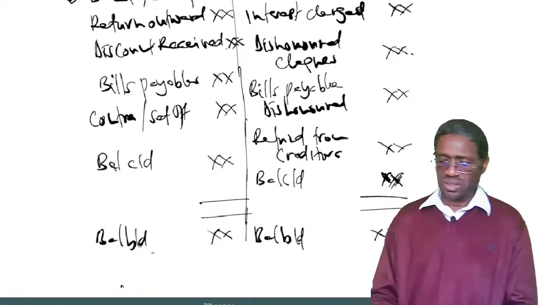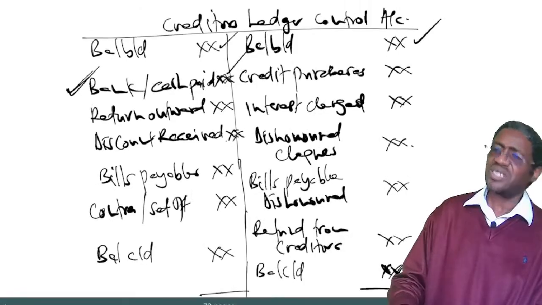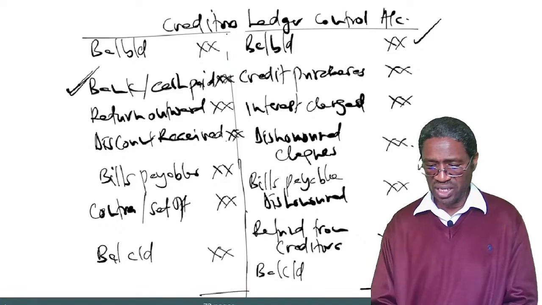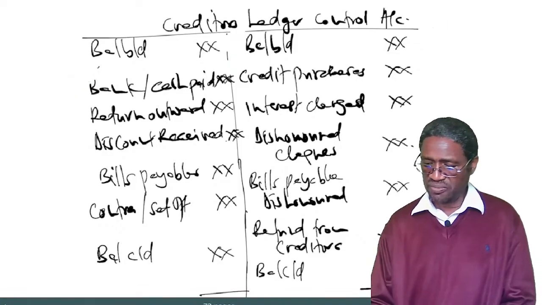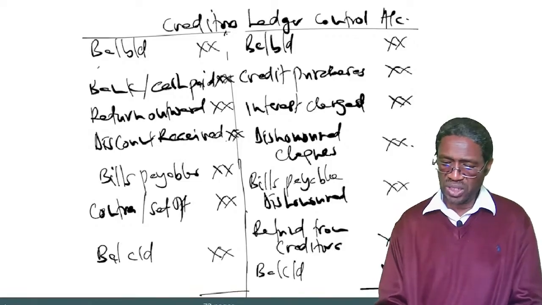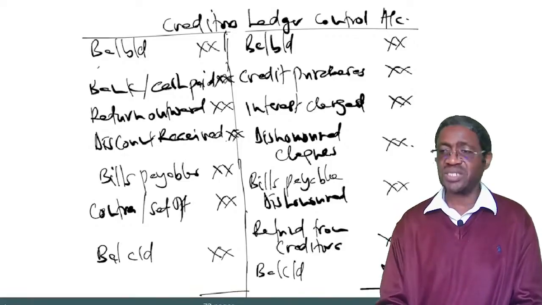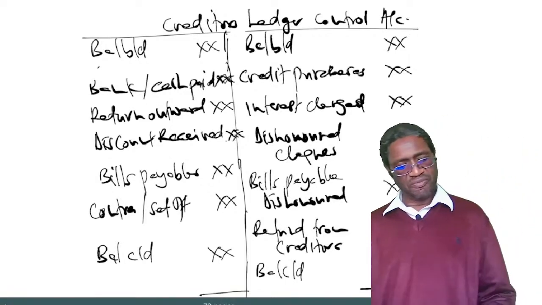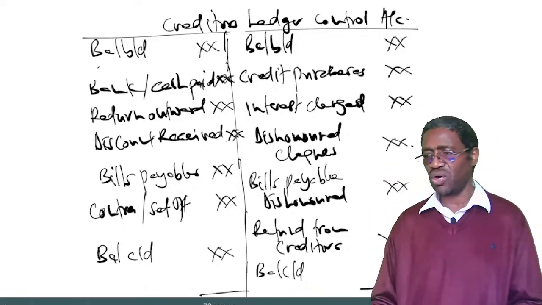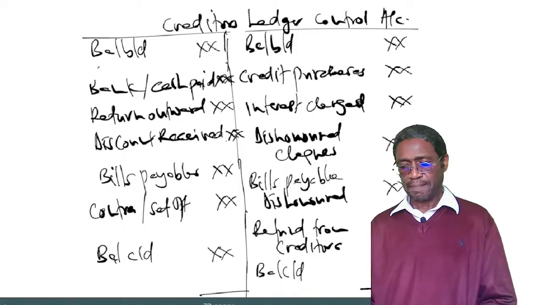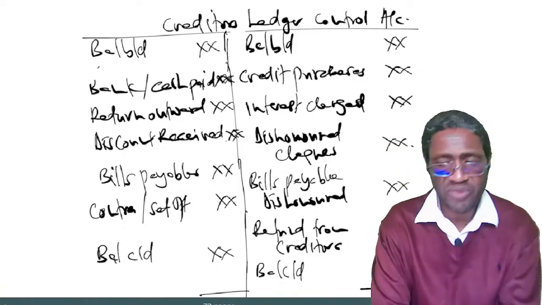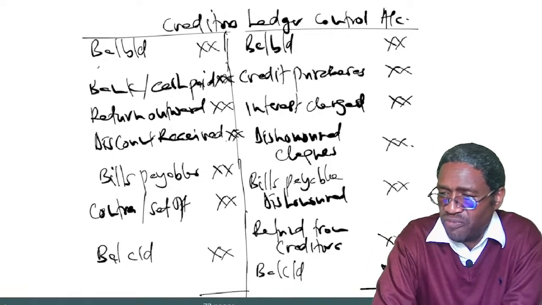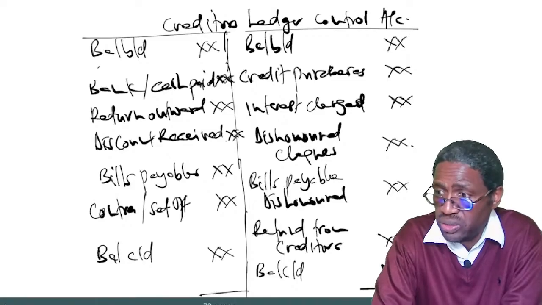Now, that is the format of a creditors' ledger control account. So let's put it down again. Have another paragraph. Say this: the following is the format of the creditors' ledger control account.